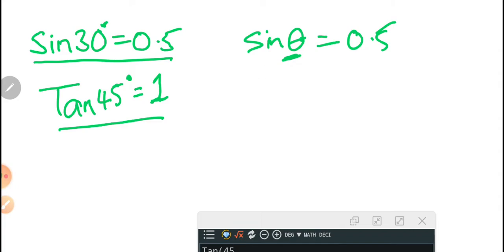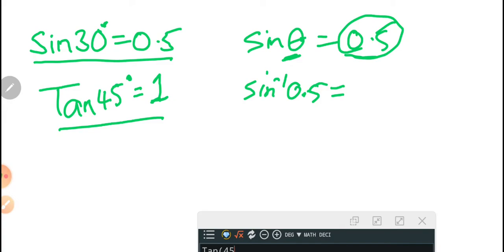You could use trial and error improvement, so sine 1, sine 2, sine 3 until you get to sine 30 is equal to 0.5, but that would take a long time. Fortunately, we could just do the inverse. So we write sine and then inverse, so inverse sine and then this inverse sine 0.5, whatever you have here. And once you do that in the calculator, you'll always get the correct answer. So this answer will come to 30.